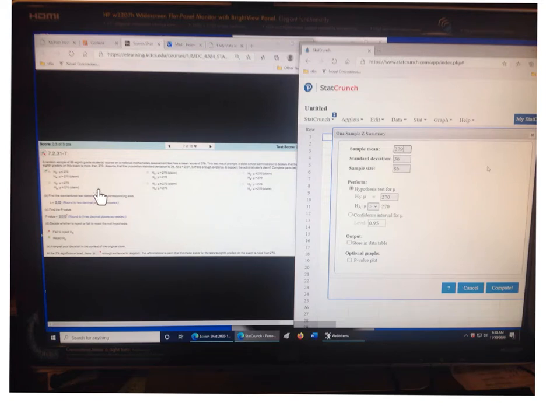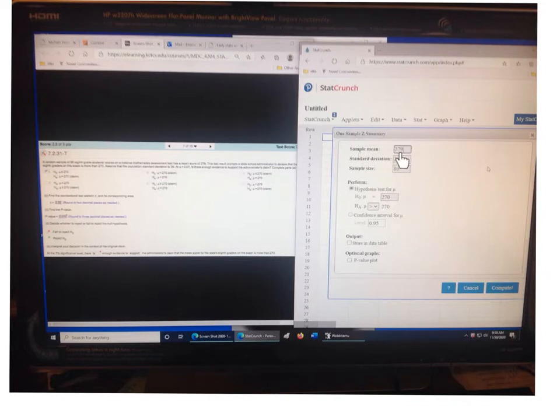Saw your question about 7.2, I guess it's number 7. You could do this by hand, or you can use technology like StatCrunch. Click on Stat, and then Z Stat, and one sample with summary.